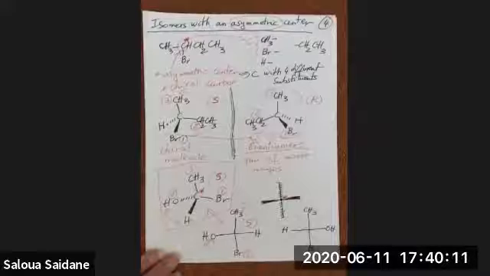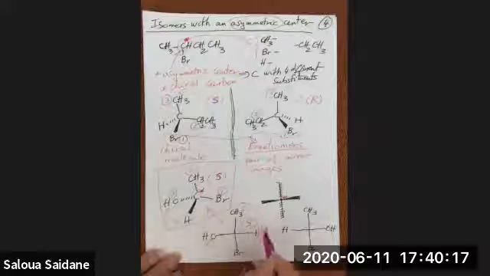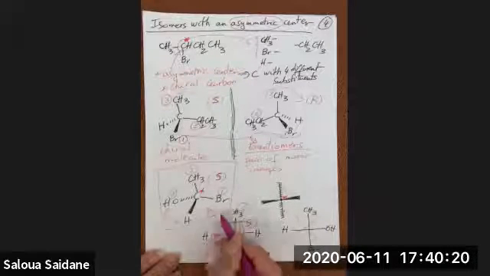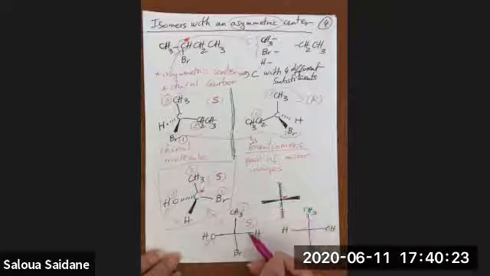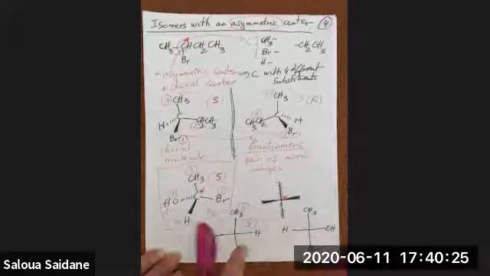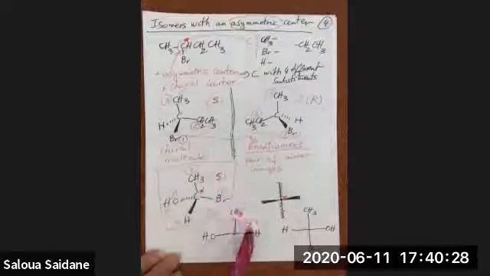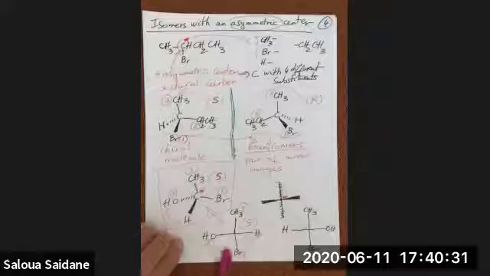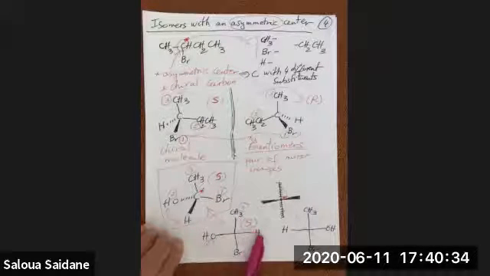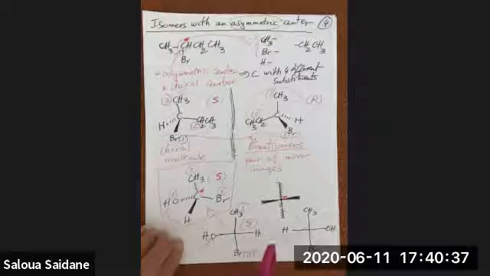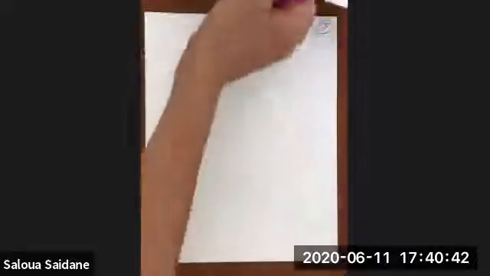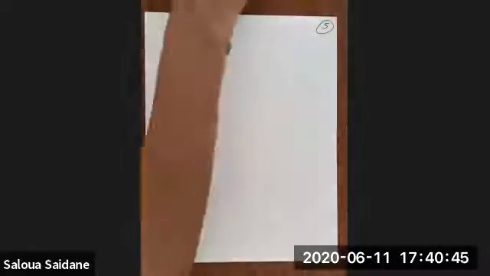Let me repeat one more time. Why is that? Because going from 1 to 2 to 3 in this direction, it's clockwise. But since H, based on Fischer, in this position is in the front, the correct thing is it has to be in the back to read the correct configuration. We read it R because H is in the front. So if we were to put it in the back, it would be the opposite. Whatever you read, you take the opposite of it. So that's how we went from the perspective to the Fischer projection.